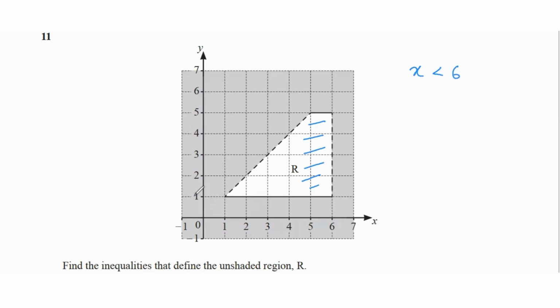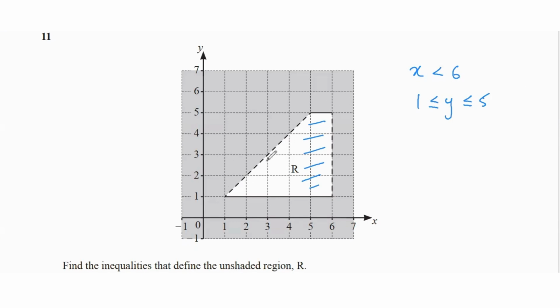For the lines drawn at y equals 1 and y equals 5, for y equals 1, it's looking at the region greater than y equals 1. And for y equals 5, it's looking at the region less than 5. So y is less than or equal to 5, but greater than or equal to 1.